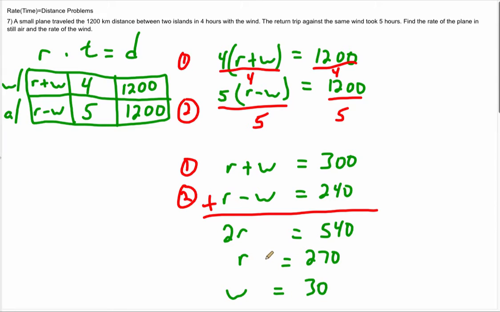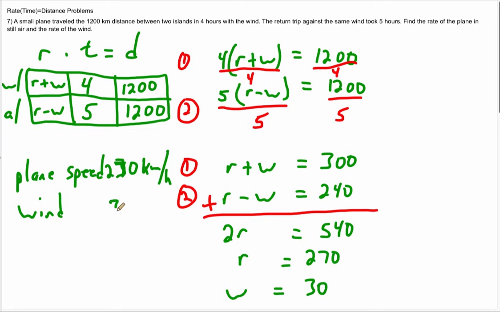It was that fast. So the rate of the plane, so the plane speed is 30, what is it, miles, kilometers, 30 kilometers per hour, and the wind speed is, nope, I lied, the plane speed is 270, and the wind speed is 30 kilometers an hour.